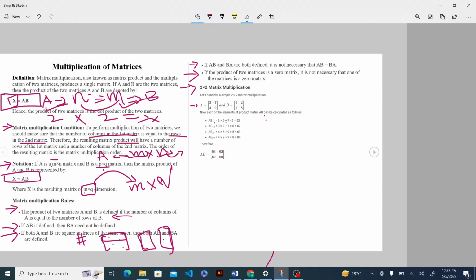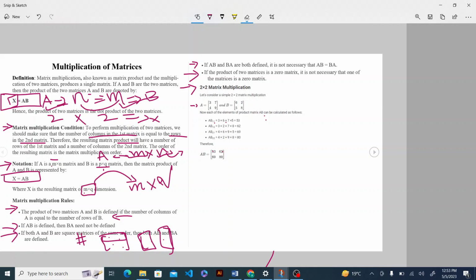Okay, and the rules we did: the first was the same, A's number of columns should be equal to B's number of rows. Second one was that if AB is defined, then we don't need to define BA, but if the matrices to be multiplied are of the same order, and obviously square matrices of the same order, then both AB and BA need to be defined, because the answer might be changed in both cases. And if AB and BA are both calculated, then it is not necessary that they always will be equal. Okay, they can be equal, but they can be unequal as well.